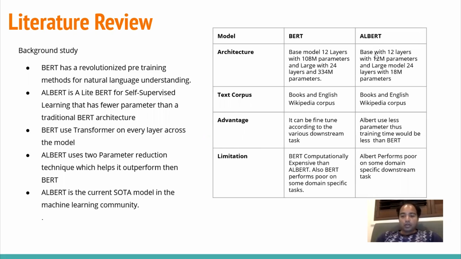With the limitations, both are computationally expensive, and also they perform poorly on domain specific tasks. Currently the Albert performs best in all the models which are currently available, and it's also the current state of the art model in the machine learning community. But it performs poorly on various domain tasks. So we're going to use this on the biomedical field and train it for the specific domain task. We're going to talk about it in the later part of the presentation. Now, I invite Kanishka to talk about our approach.